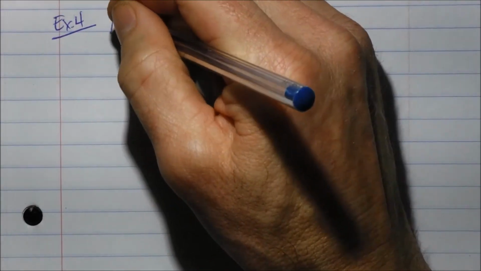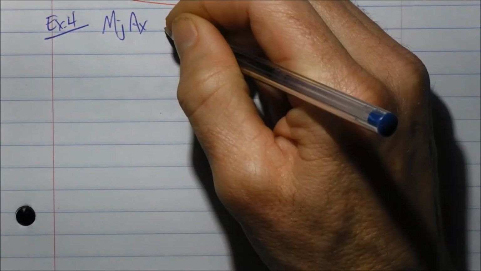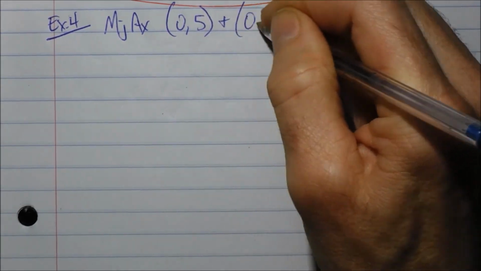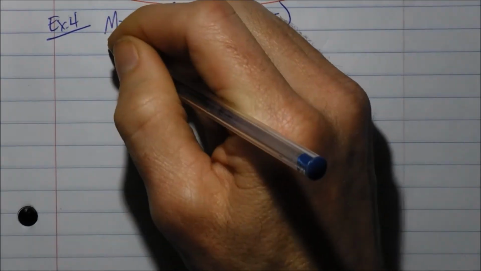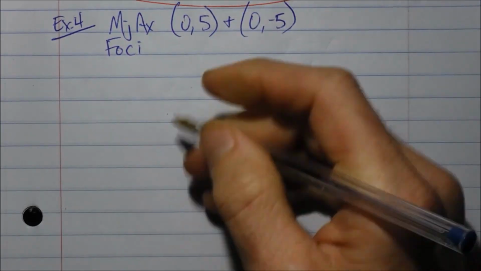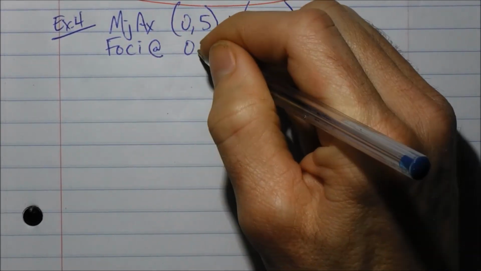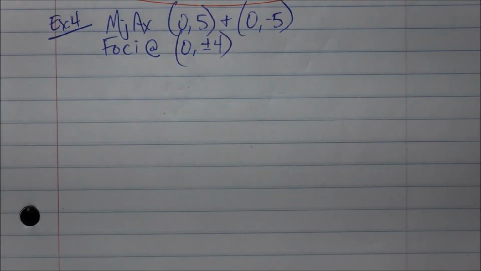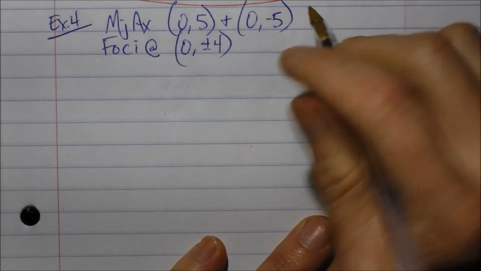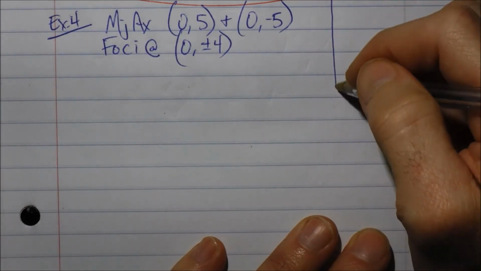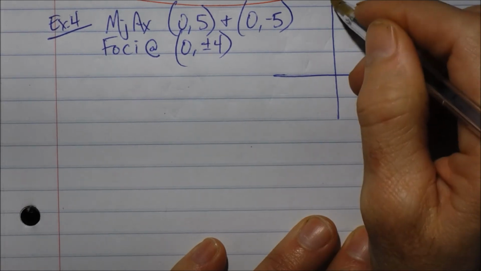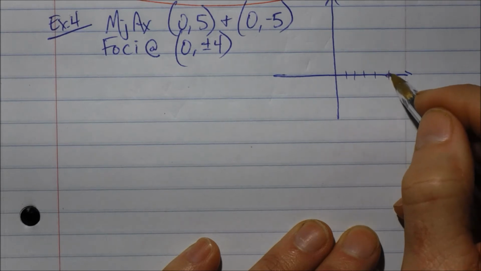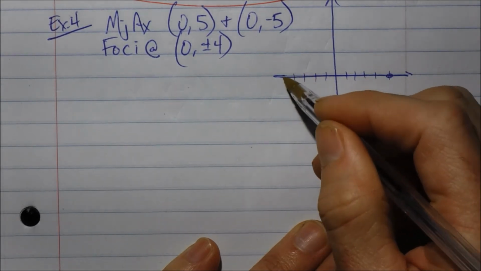Alright, so here we go. The major axis has endpoints at (0, 5) and (0, negative 5). The foci are at (0, plus or minus 4). Save myself some time. I'm going to make a quick sketch because my brain's slow. So (0, 5): 1, 2, 3, 4, 5. (0, negative 5): 1, 2, 3, 4, 5. That's the major axis.